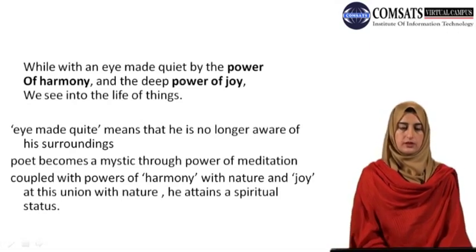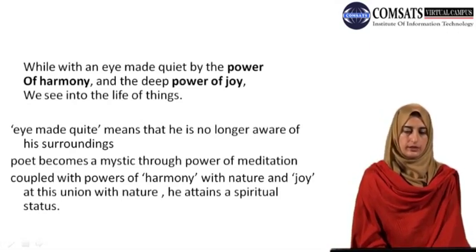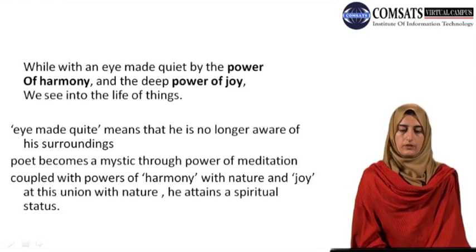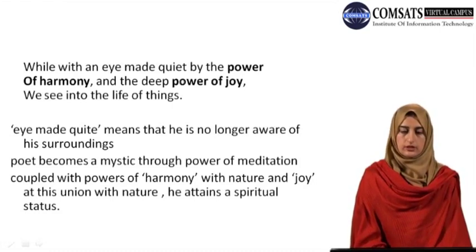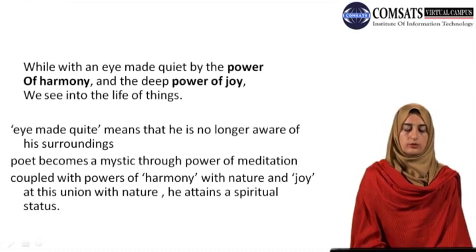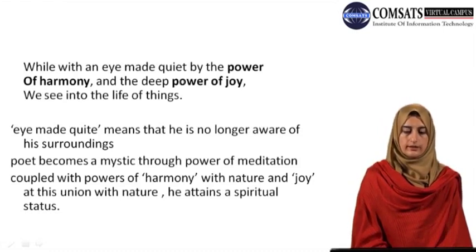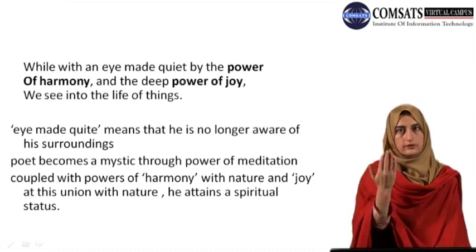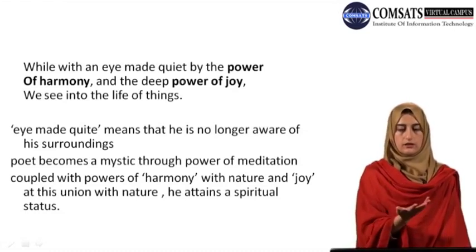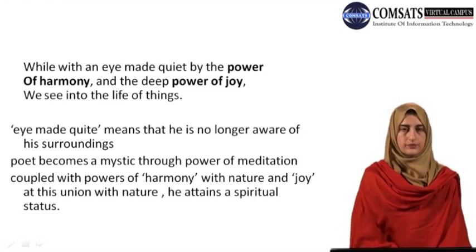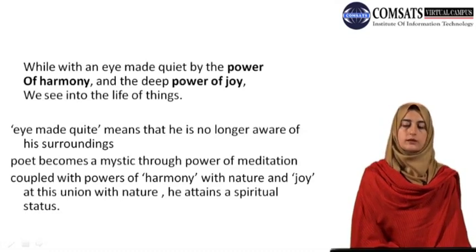When concluding this discussion, he says, while with an eye made quiet by the power of harmony and the deep power of joy, we see into the life of things. Then he describes to us the further stages in this mystic experience. And what are they? He says, with an eye made quiet by the power of harmony, this eye which is made quiet, this is the external eye, the eye through which we see the external reality, through which you see me and I can see things before me. He says this is made quiet. The eye is looking, but it is not looking at the external objects. It is made quiet by the power of harmony and by the power of joy.